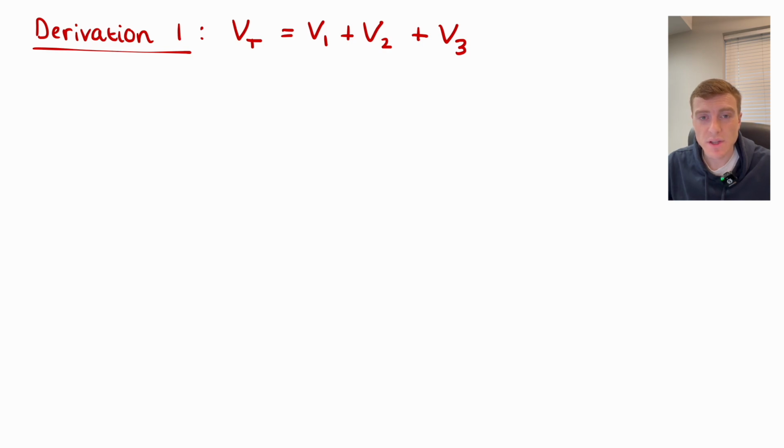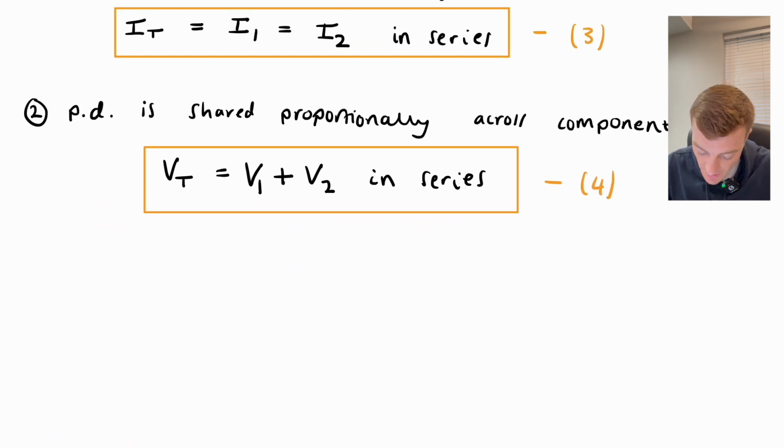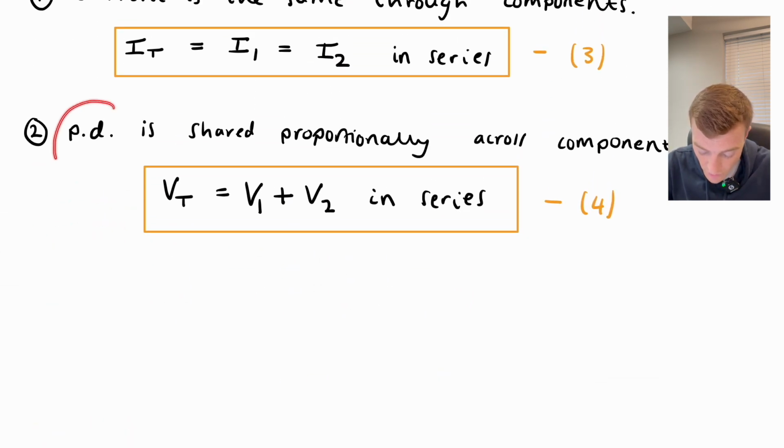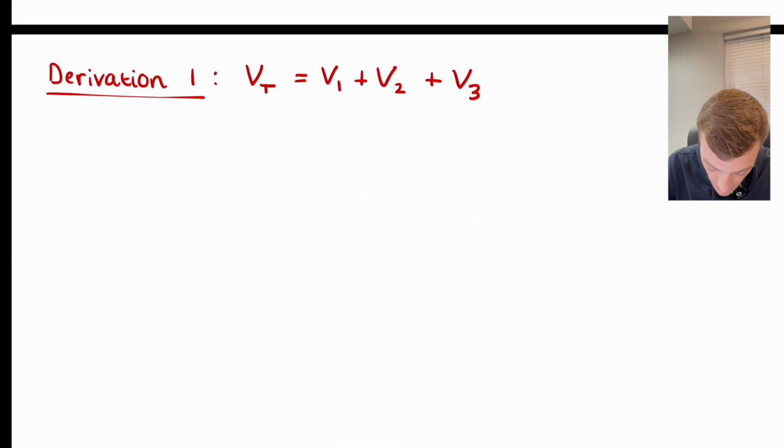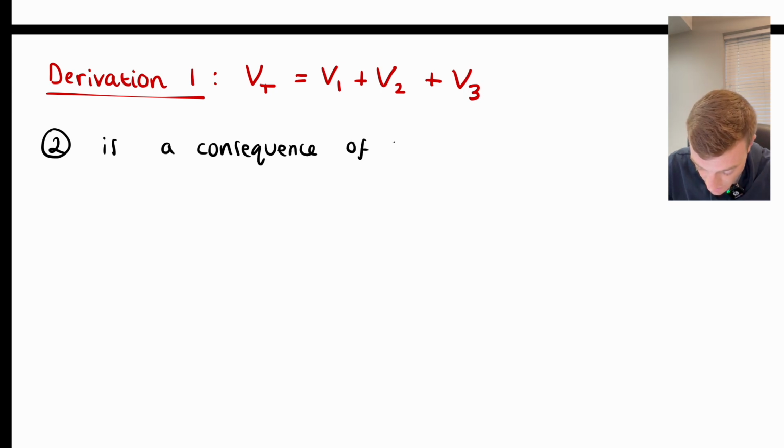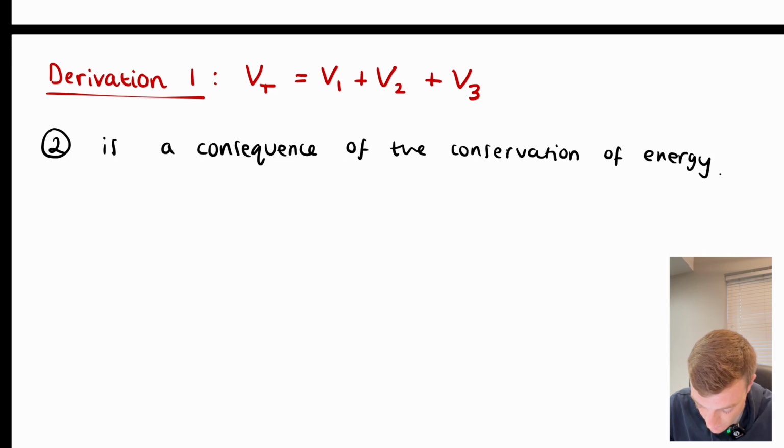I'm going to go through the mathematical derivation of why potential difference is shared proportionally in series. Now, going back to rule number 2, if you recall from video 1, potential difference is the energy per unit charge. So it won't be a surprise that rule number 2 is due to the conservation of energy. Now this is a really key point for exams, so we're going to take it down. Rule 2 is a consequence of the conservation of energy. And this is our key point, conservation of energy.